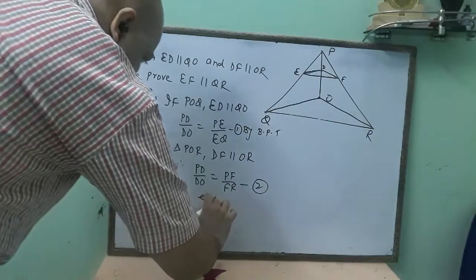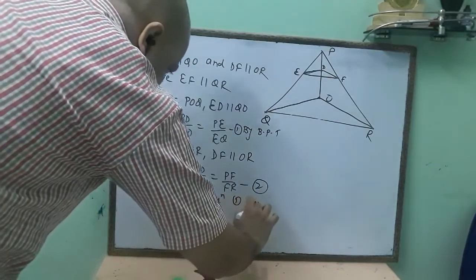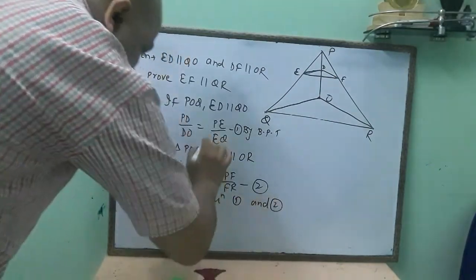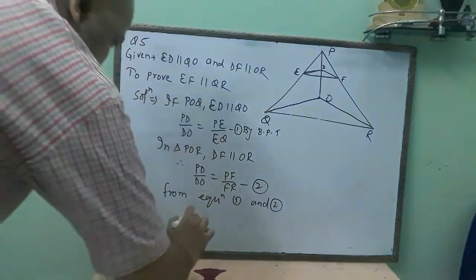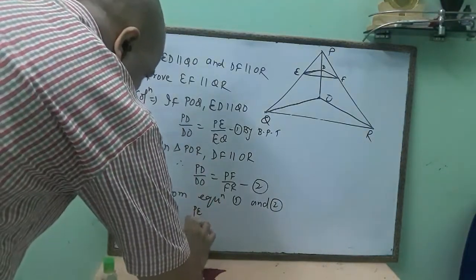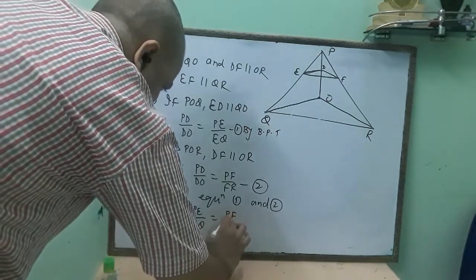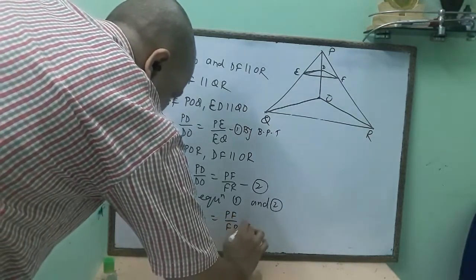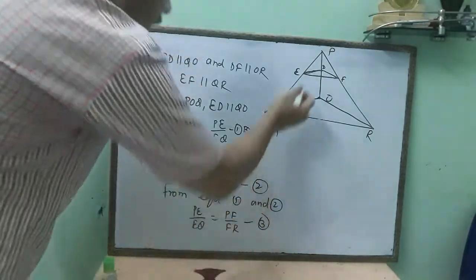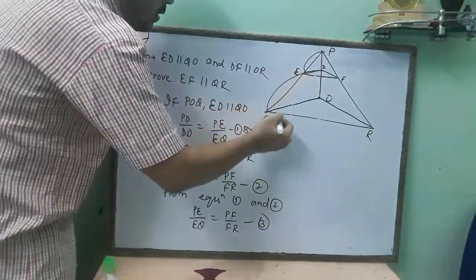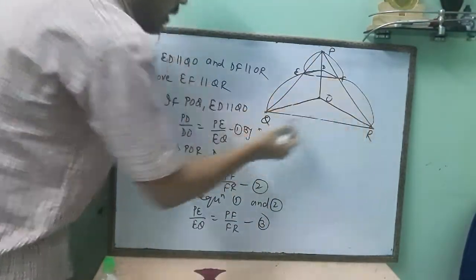So we can write from equations 1 and 2, PE divided by EQ is equal to PF divided by FR.